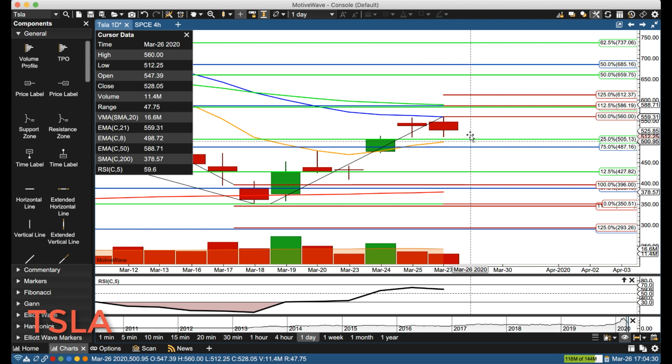That's really it. We're just waiting for it to break out either up or down and then trade it in that direction. That's all we have for you on Tesla.